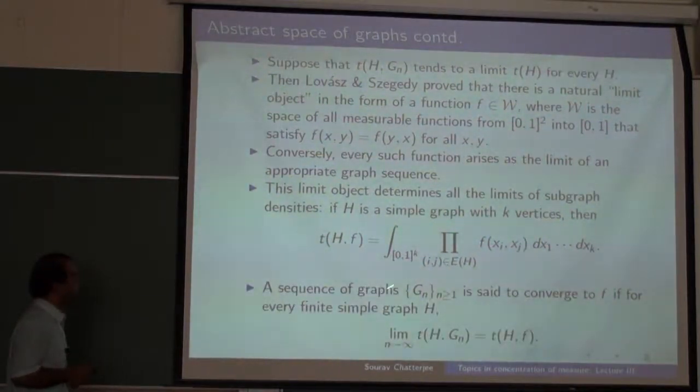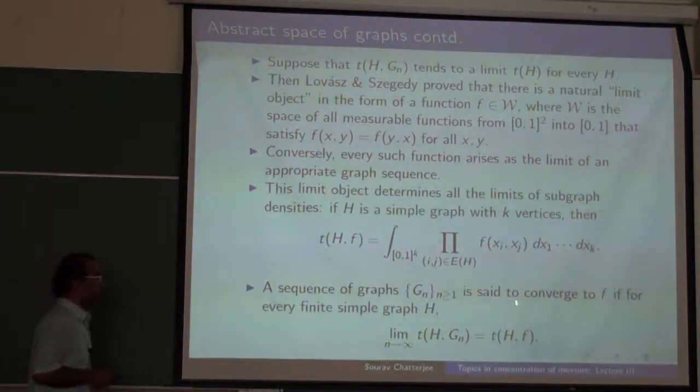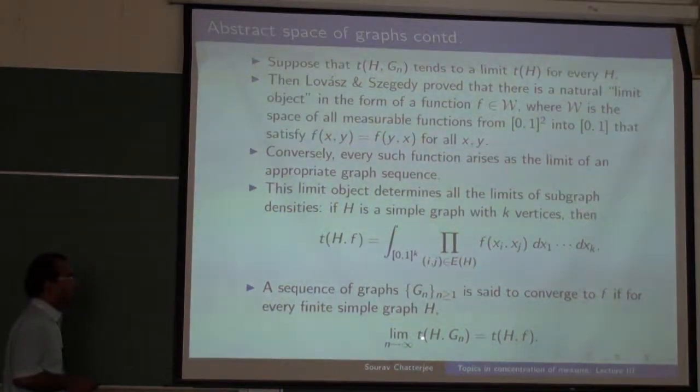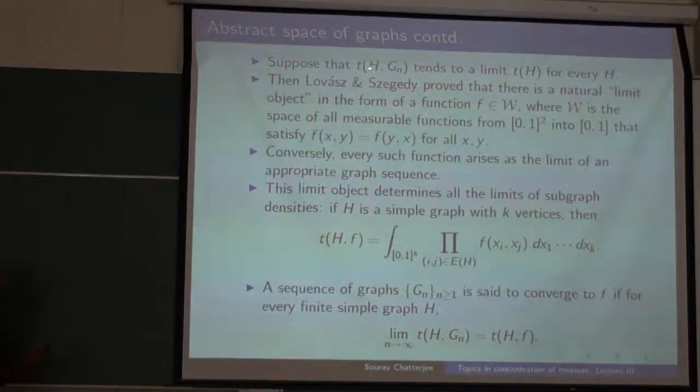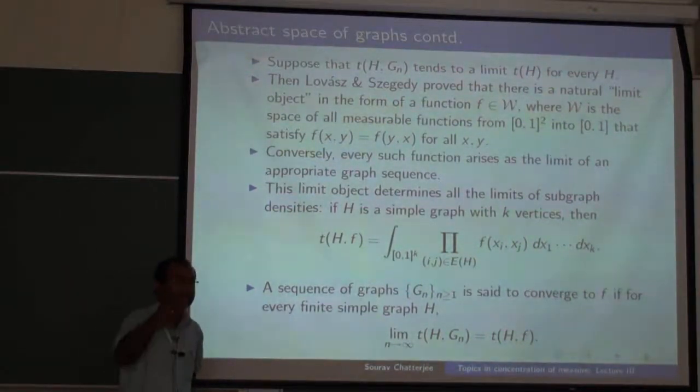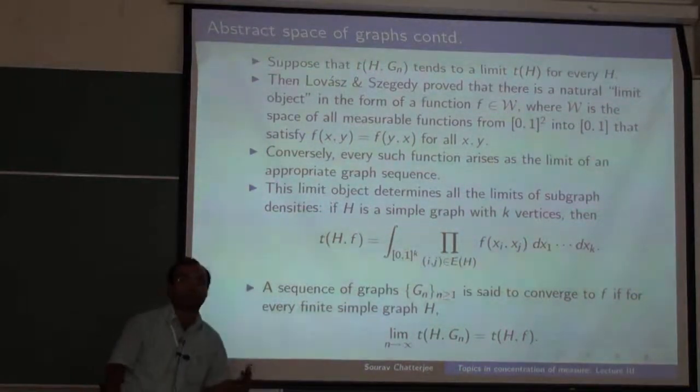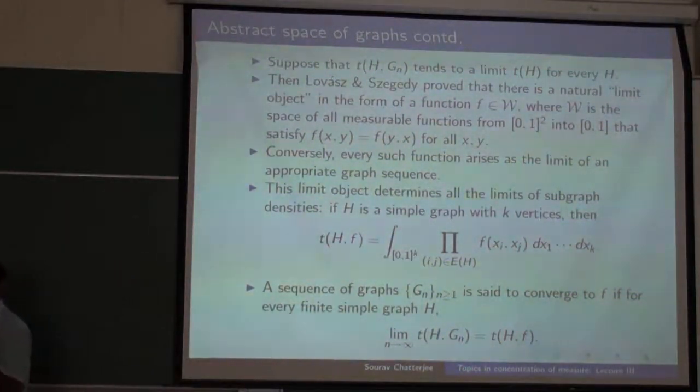So a sequence of graphs G_n is said to converge to this function f if for every H the limit of t(H, G_n) is equal to t(H, f). And the theorem of Lovász and Szegedy is that whenever they converge, you can find such a function f. Whenever you have convergence for every H, you have all these numbers t(H), you can find an f so that t(H) is equal to t(H, f) for every H. Therefore this f adequately represents the limit of this graph sequence.